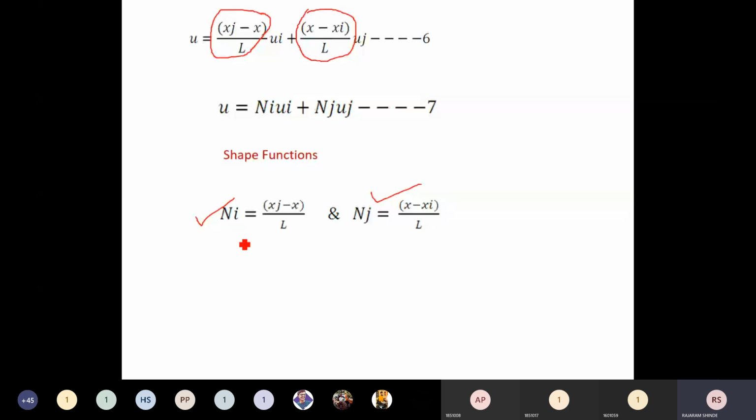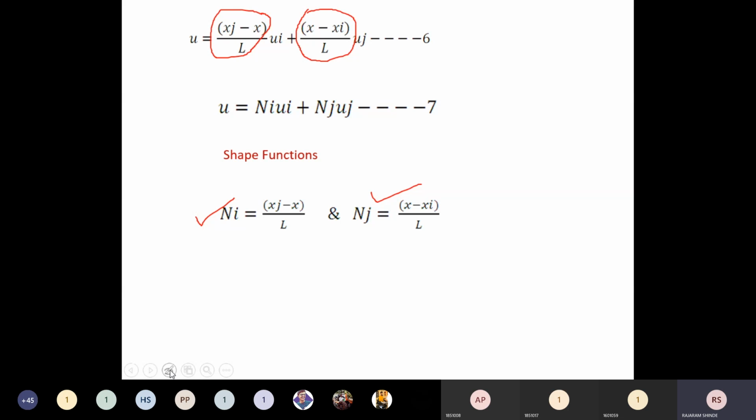See here, Ni and Nj are the shape functions, and the number of shape functions for the element is equal to the number of nodes, and shape functions are functions of the coordinates. You can see here, it is xj minus x upon L, and here x minus xi divided by L. Here Ni is a function of coordinate, Nj is also a function of coordinate.